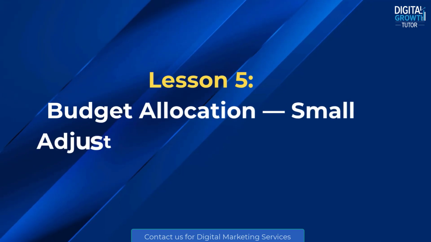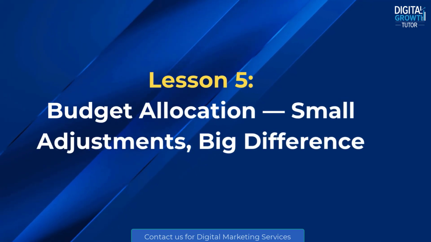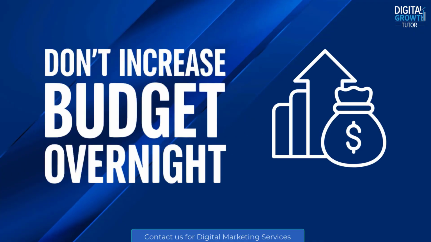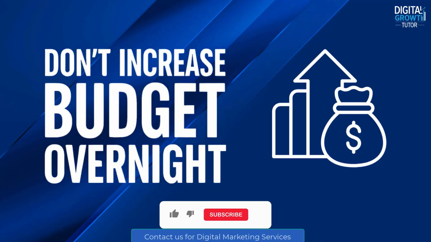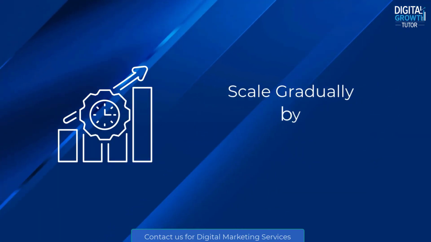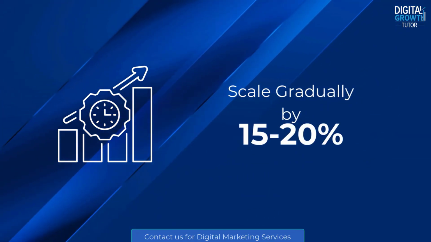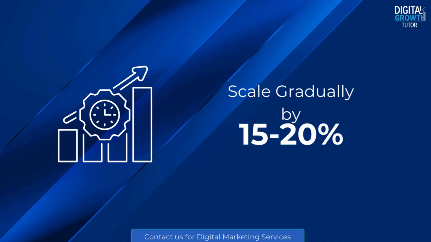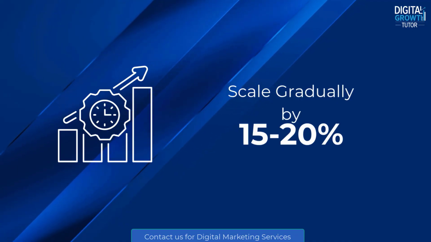Lesson 5. Budget allocation. Small adjustments, big difference. Many advertisers think scaling means doubling the budget overnight. That almost always breaks performance. I learned to scale gradually, by 15 to 20% every few days. It keeps the learning phase stable and maintains your return on ad spend.